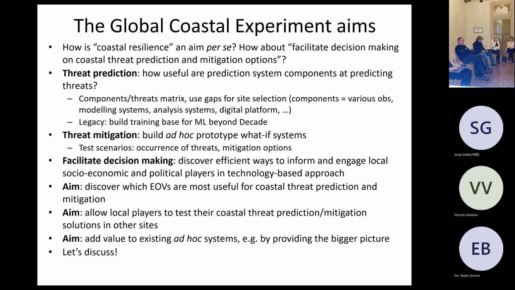And another one here is to add value to existing ad hoc systems. Some of them we saw this morning, by providing bigger pictures, so relating the sites with each other and having the connection between the CoastPredict value chain and the global elements which are available now, the elements of global and basin scale prediction.